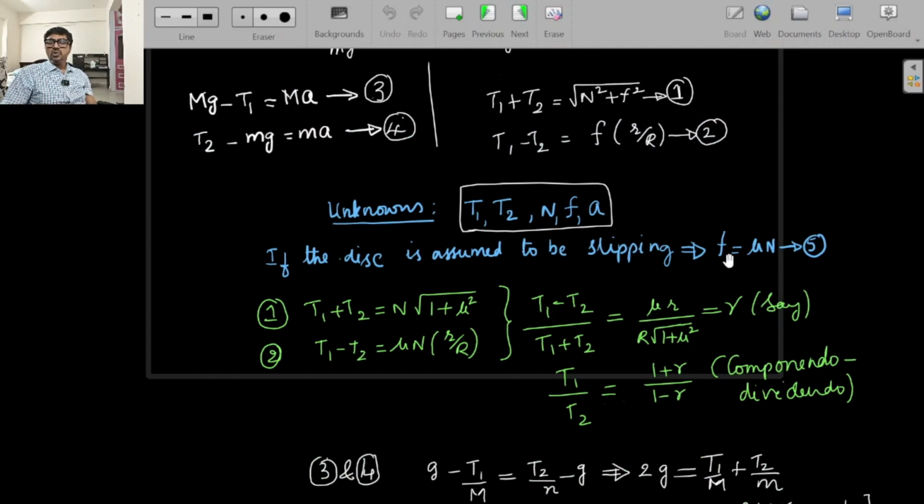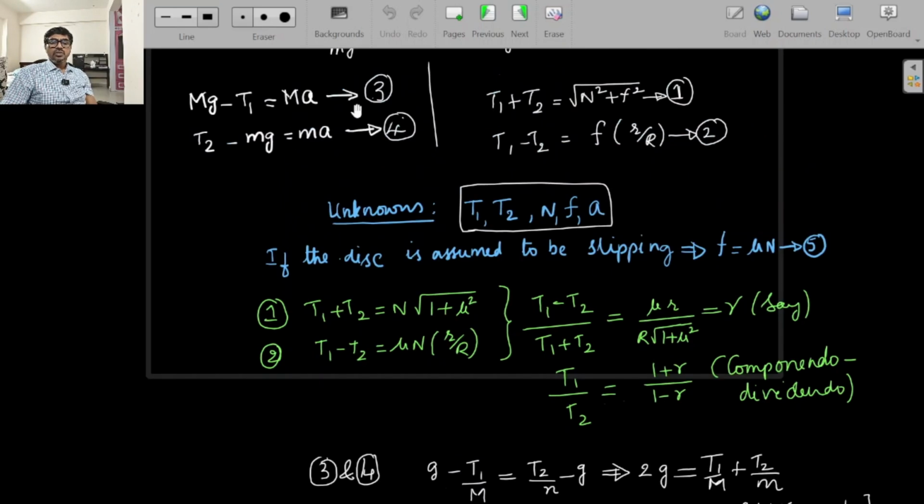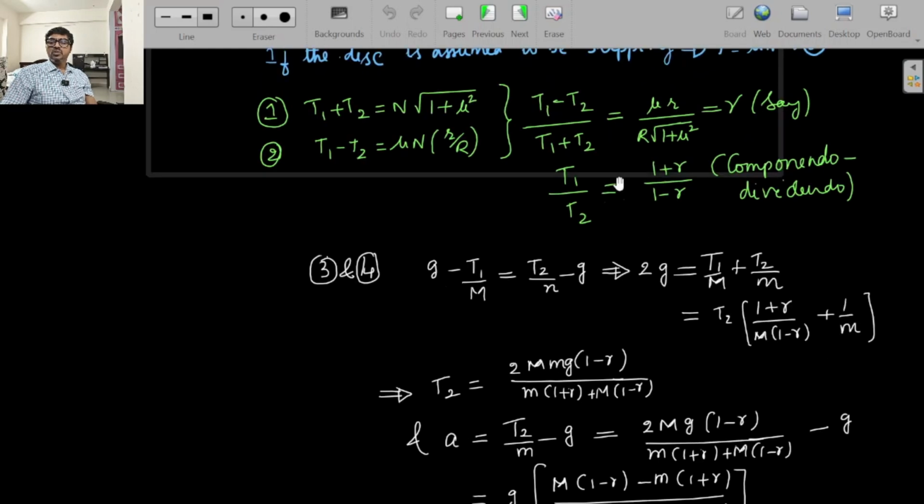You put F equals mu N in the first equation, you will get this. If you put F equals mu N in the second equation, you will get this. Solving these two, you will get the T1 and T2 relation. I have just taken the ratio and applied componendo and dividendo. So from there I will have one relation, T1 by T2. Now go for 3 and 4. You calculate acceleration from the third equation and acceleration from the fourth equation, and equate them. You will get T2 g equals T1 by capital M plus T2 by small m. I have written everything in terms of T2 because this relation is there now, based on 1 and 2 together.